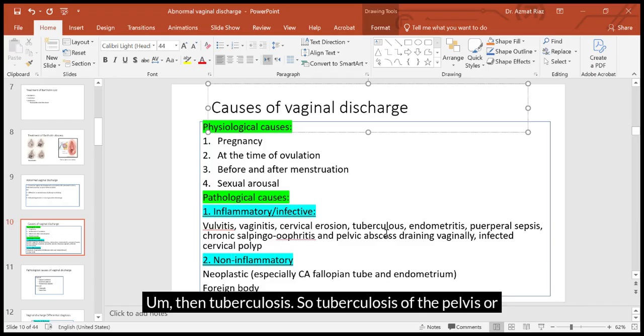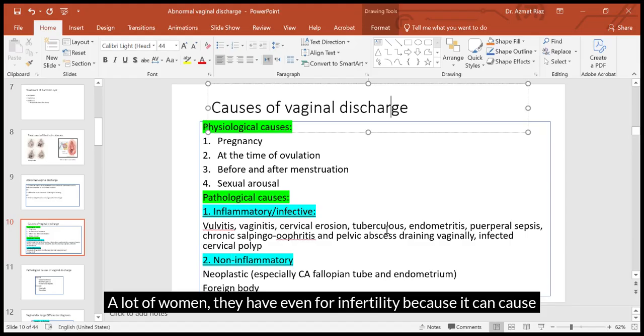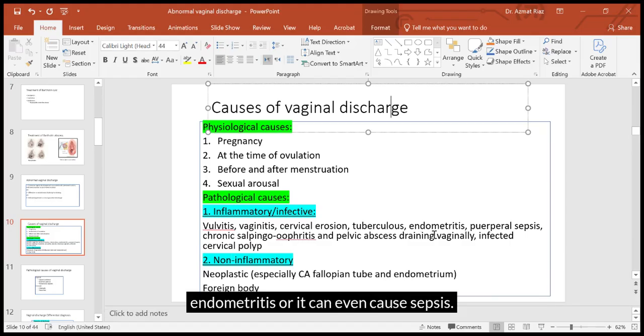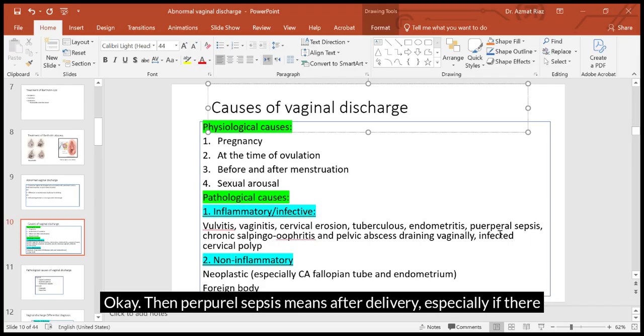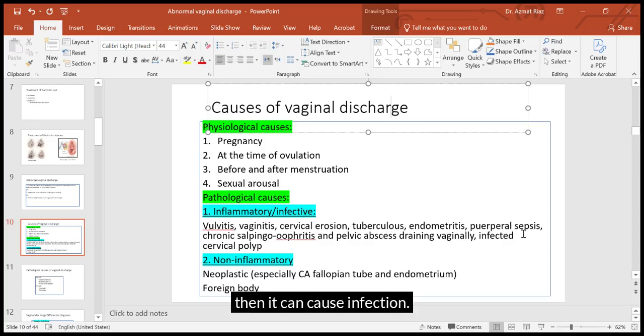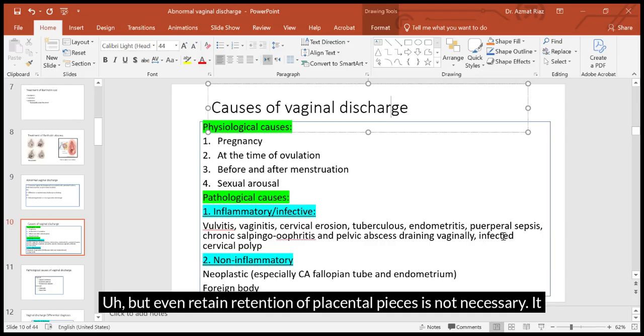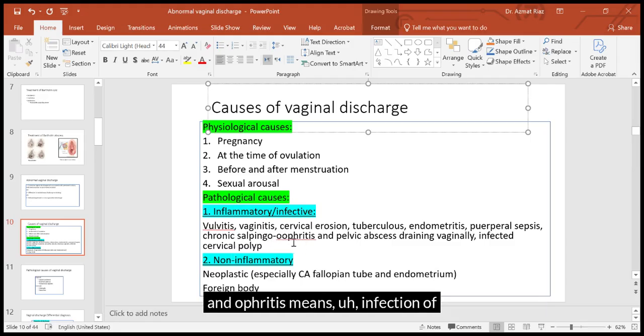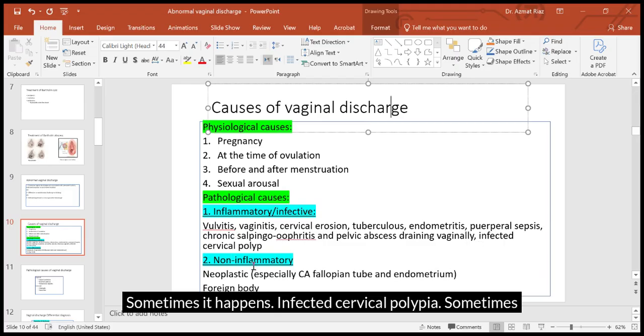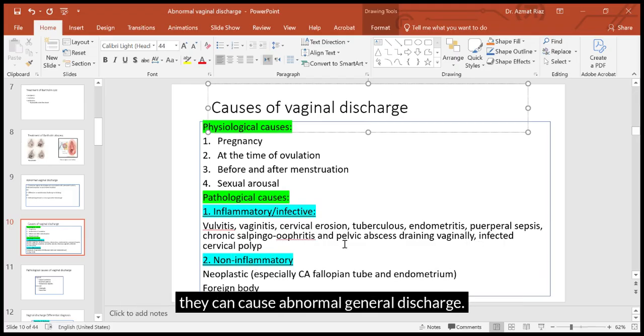Then tuberculosis. So tuberculosis of the pelvis or endometrium, or sometimes fallopian tubes, right? It's not common, but it's found mainly in countries like Pakistan and India. A lot of women present even with infertility, because it can cause endometritis or salpingitis. Then puerperal sepsis means after delivery, especially if there is a retained piece of placenta, then it can cause infection. But even retention of a placental piece is not necessary, it can just happen. Chronic salpingo-oophoritis means infection of the fallopian tubes and ovaries, and pelvic abscess draining vaginally. Sometimes it happens. Infected cervical polyp: sometimes cervical polyps can get infected and cause abnormal vaginal discharge.